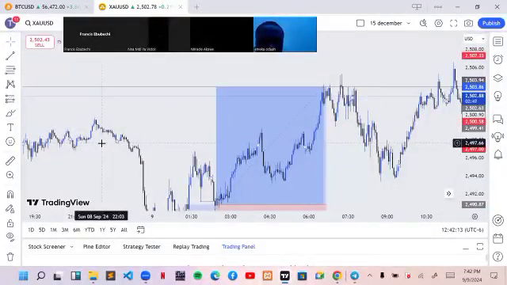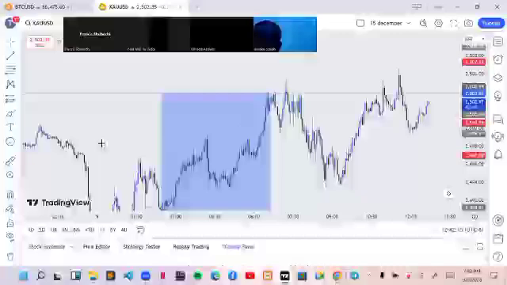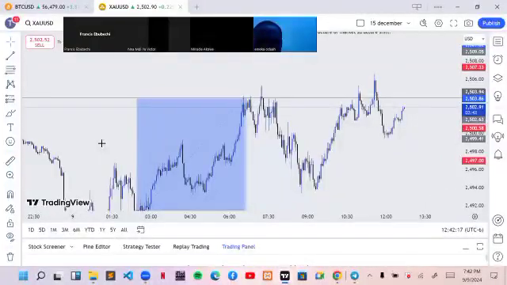Now I'm going into point of interest. For my point of interest, I make use of breaker blocks and then other blocks. I will tell you what an other block is, and I will tell you what a breaker block is.